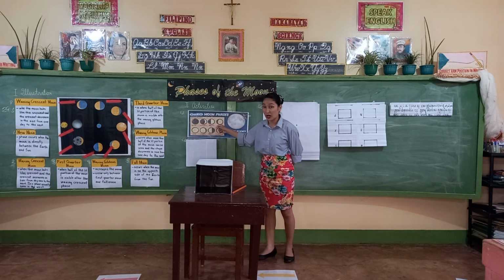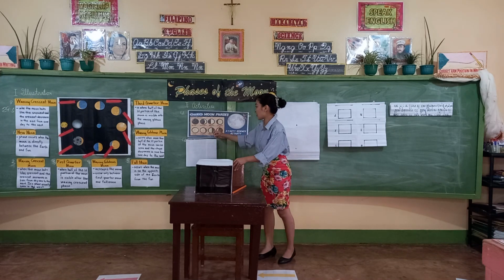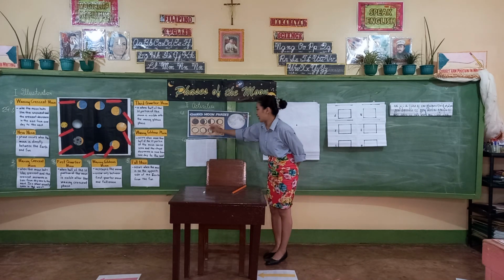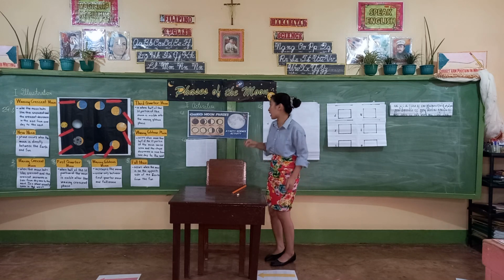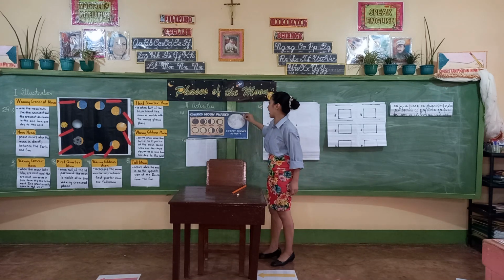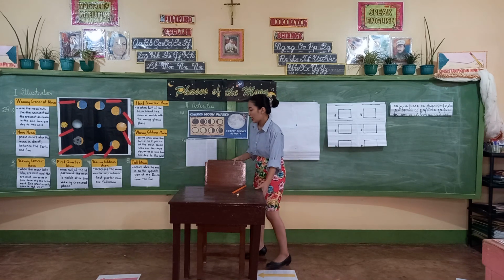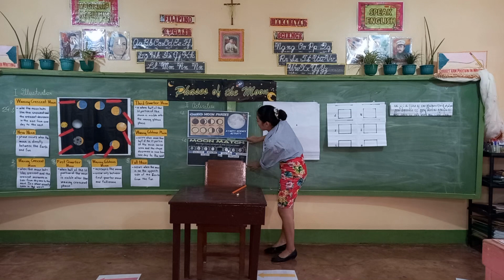How about this one? Very good. This is correct. How about this? Very good. This one? That's right. That's correct. How about this one? It's correct also. That last one? That's correct. Okay, so the group 1 got 6/8. Very good. You did your best in answering this one. Let's have the second group's activity.